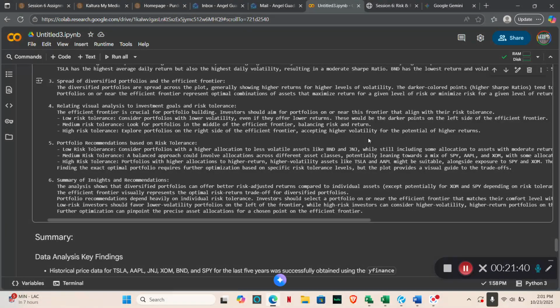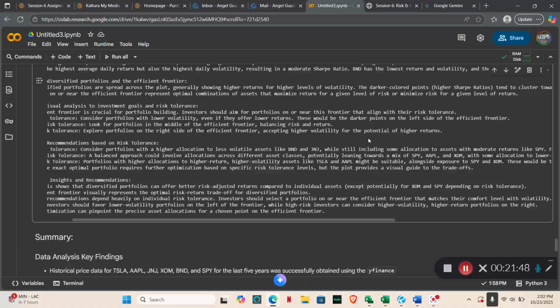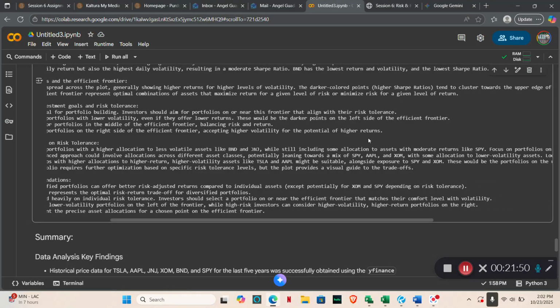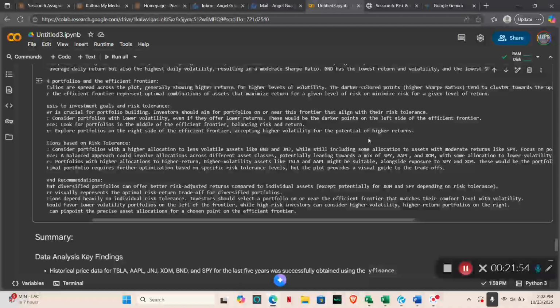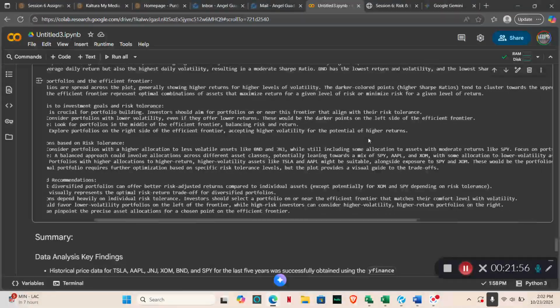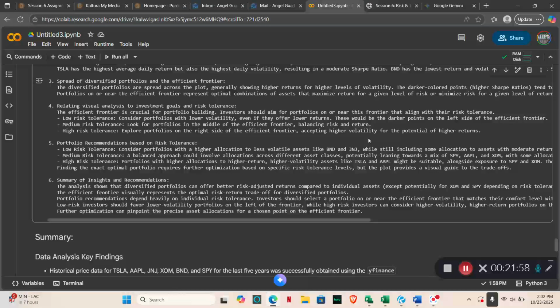And for high risk tolerance, portfolios with higher allocations to higher return, higher volatility assets like Tesla and Apple might be suitable alongside exposure to SPY and XLM. These would be the portfolios on the upper right portion of the efficient frontier. Finding the exact optimal portfolio requires further optimization, of course, based on specific risk tolerance levels. The plot provides a visual guide for trade-offs.